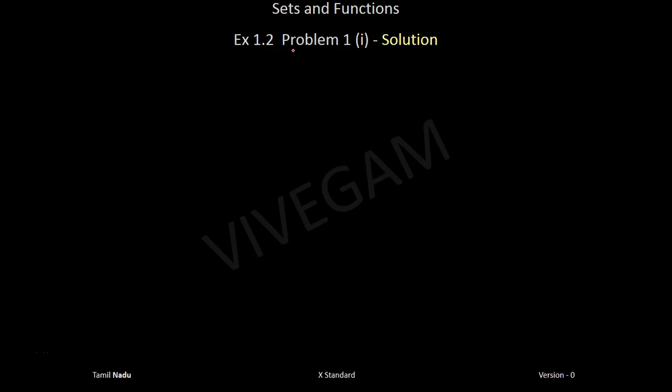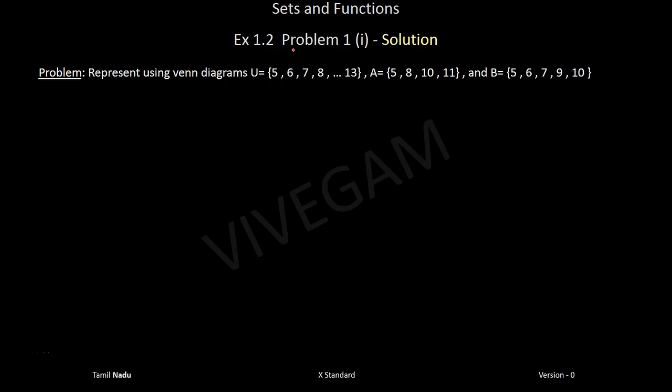Exercise 1.2, Problem 1, Division 1. Represent using Venn diagrams: universal set U equal to {5, 6, 7, 8, up to 13}, set A equal to {5, 8, 10, 11}, and set B whose elements are 5, 6, 7, 9, 10. Okay, it's an interesting problem. Let's do the Venn diagram.